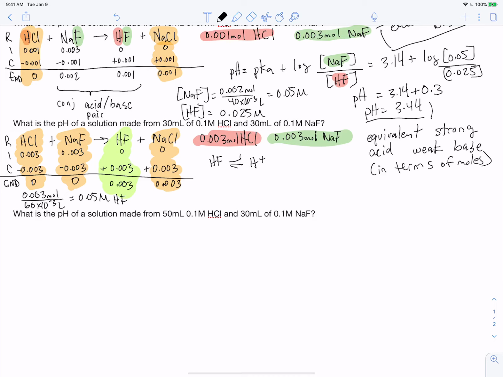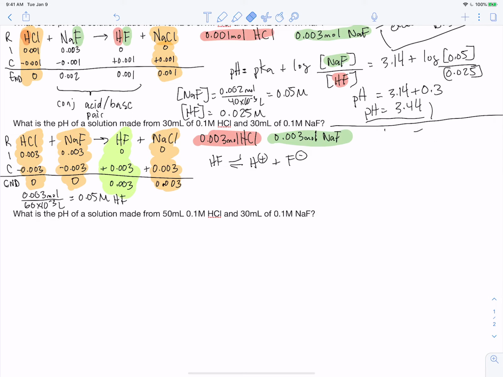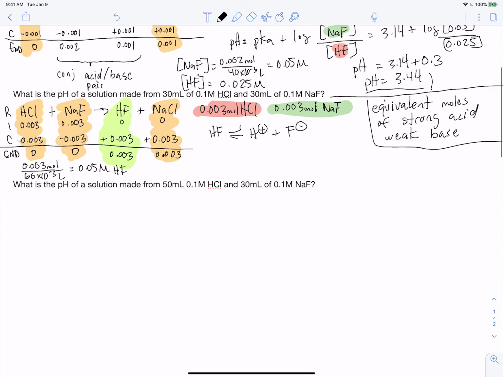So we set up a normal equilibrium problem. We can't use the Henderson-Hasselbalch equation here because we don't have any of the conjugate base present. The Henderson-Hasselbalch equation is an approximation. It works well when you have both the conjugate acid and base present, which was our situation before, but here it is not our situation. So I have to work this out in the standard Rice table way. This is really wordy, so I'm just going to call this equivalent. So when we have equivalent moles of strong acid and weak base, we can't use the Henderson-Hasselbalch equation. We have to use a Rice table.